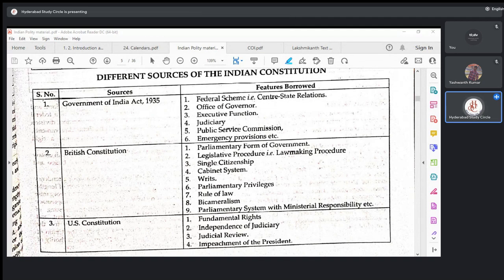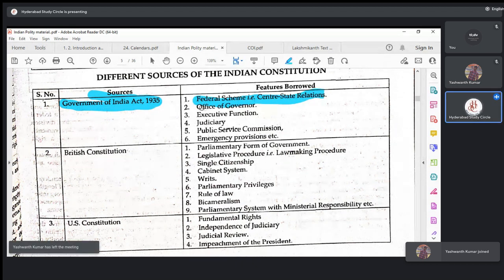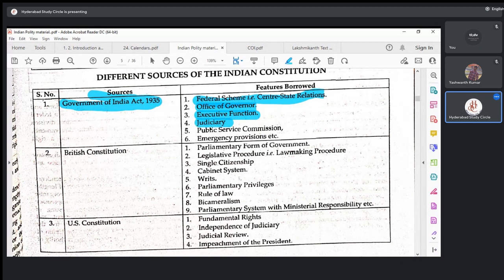Okay, we have seen the Government of India Act 1935. What have been taken from the Government of India Act 1935? Center-state relations, Office of Governor, Executive Function, Judiciary, Public Service Commission, and Emergency Provisions. So clear?